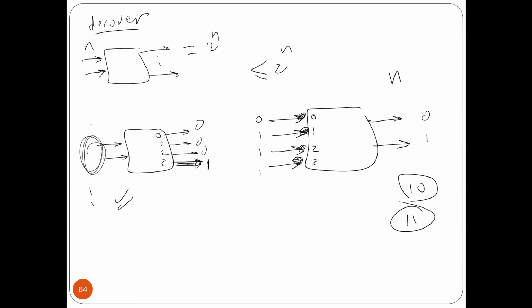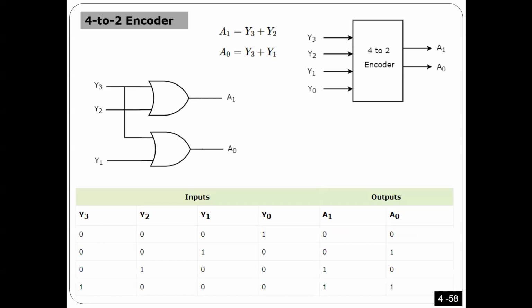So if it is active low and you want to select number 0, that input has to be 0, and the other inputs should be 1s. If you select number 3, then 0 is here, and the others should be 1s. Is that okay? If it is active low. Anyway, now I'm going to discuss how we can design this encoder.